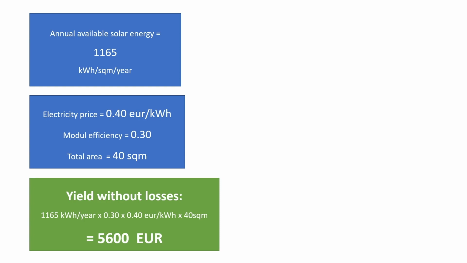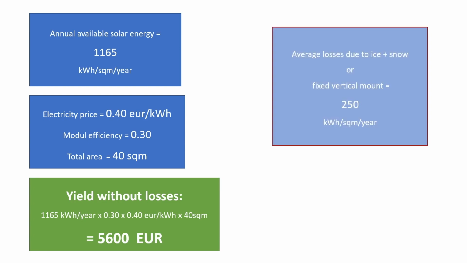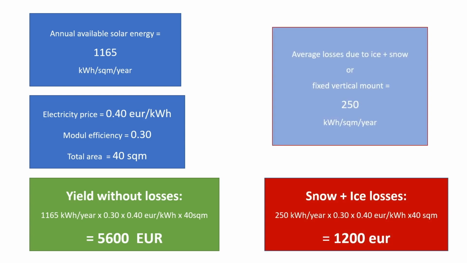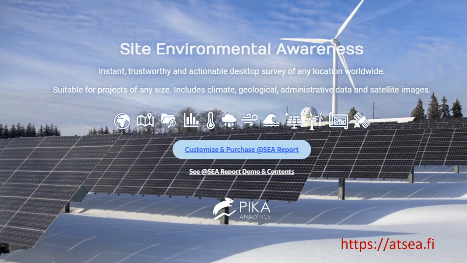If snow and ice clearing is not addressed or wall-mounted panels are not tilted for the summer, our losses would mean a huge reduction by €12,000. In relation, the cost of quality location intelligence from @sea.fi, helping us to identify, quantify, and mitigate the losses, was just a fraction of it.